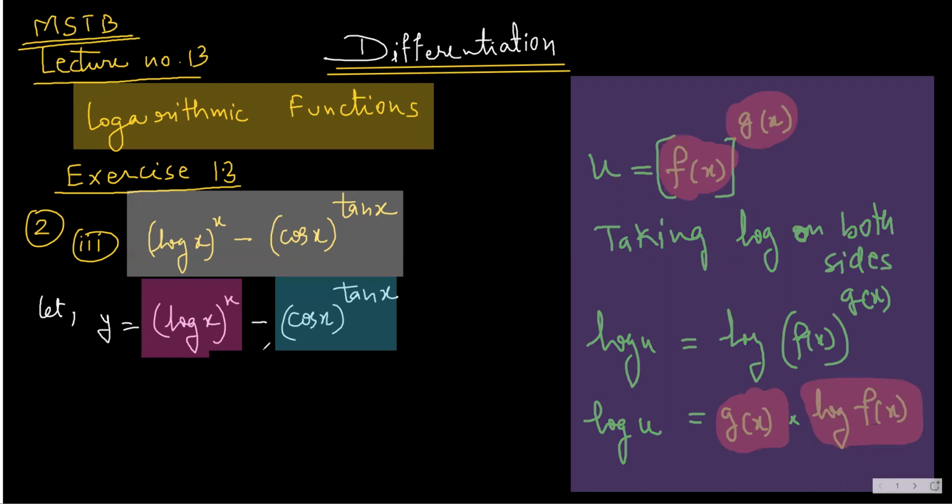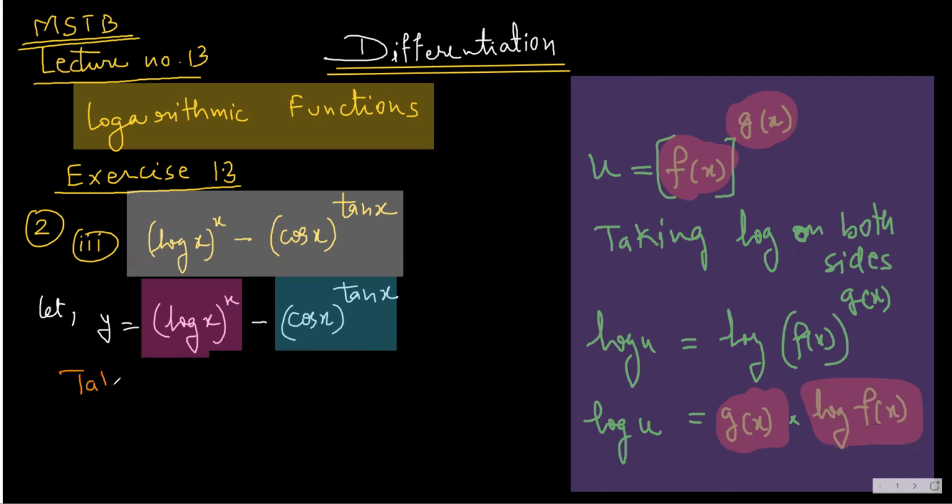Here I have log of x raised to x minus cos x raised to tan x. Now someone would say that it is once again variable raised to variable. And then blindly they will go for this rule, taking log on both sides, why? Because they see variable raised to variable. Now see what will happen.